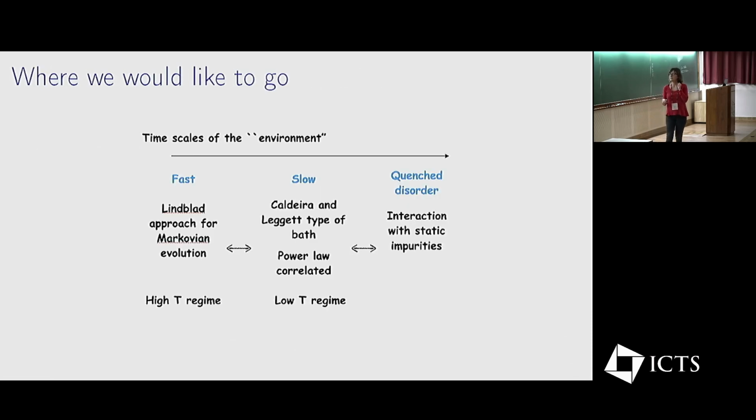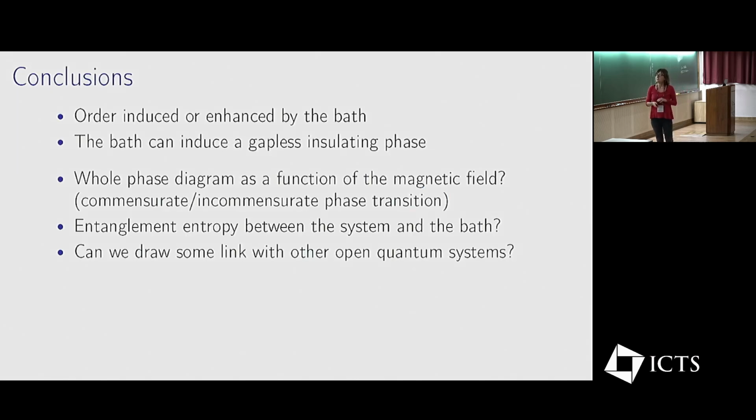And coming back to the interaction and going a bit to the perspective, what I would like to do, if it is possible, is maybe to make some more connection with the problems that are around in the literature. So with Markovian evolution or with quench disorder, if it is possible. For the moment, we're still working on that. And this brings me to the conclusion.